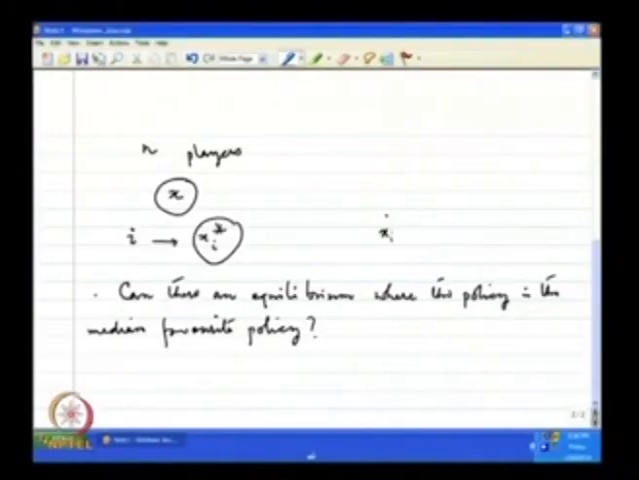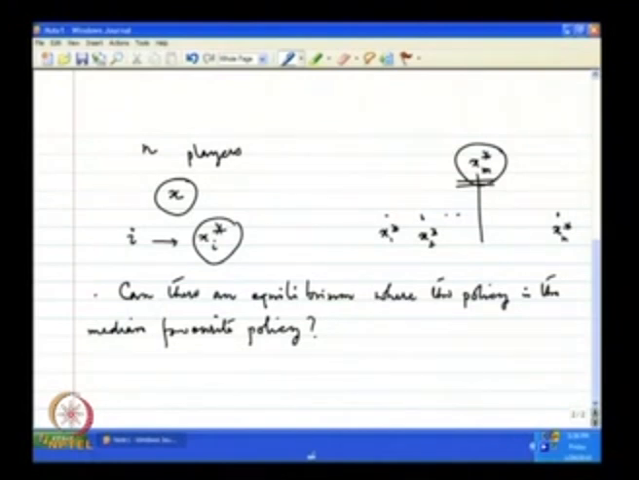So, in other words, in this group, everyone has a favorite policy. Suppose X1 star, X2 star, etcetera, and the last is Xn star. And they have been arranged in ascending order. And in the middle, there is one Xm star, which is the middlemost X star. And this is what we are calling the median favorite policy. Now, the question is, can there be an equilibrium where the collective decision of the community is exactly this Xm star?